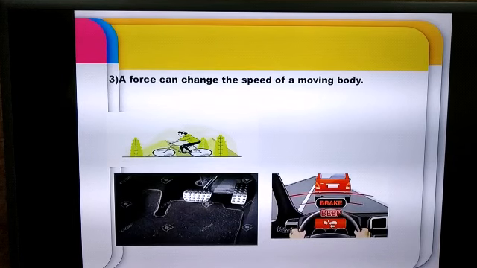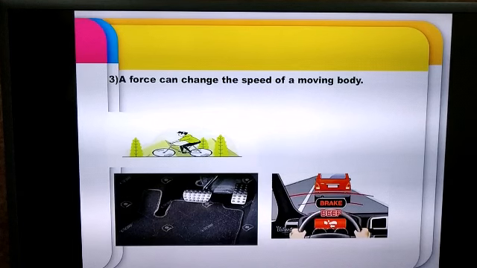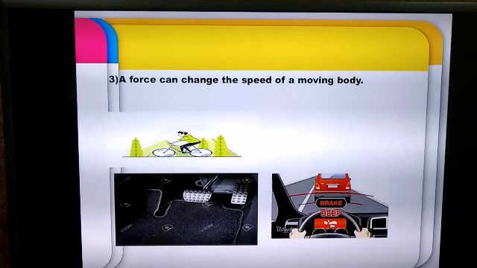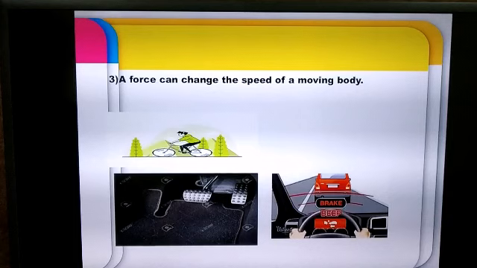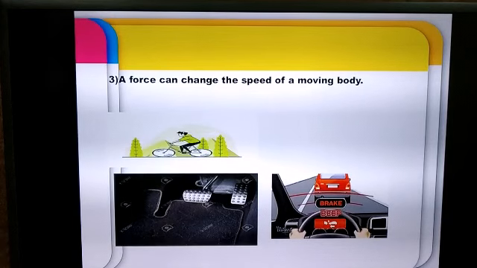If a driver wants to increase the speed of the car, he can do so with the help of the accelerator. And if the driver wants to decrease the speed of the car, he can do so by applying brakes. So, a force can change the speed of a moving body.